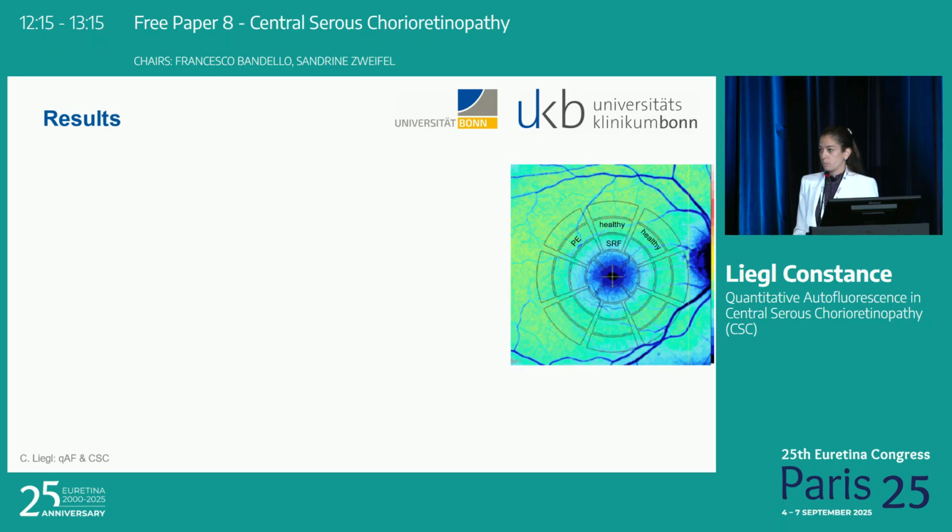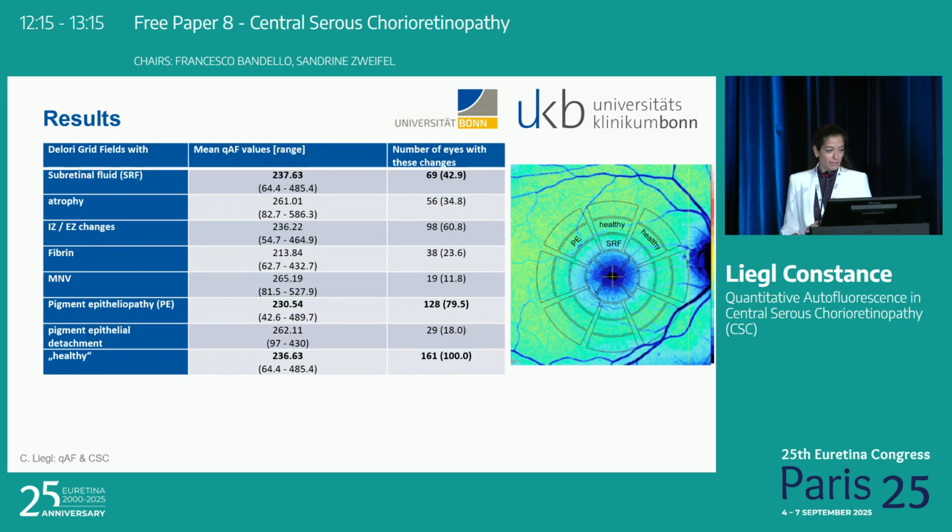As a second step, we matched the OCT to the different areas of the Delori grid, and each grid we named as healthy or as having subretinal fluid, a pigment epithelium detachment, or a pigment epitheliopathy. And here you can appreciate all of our findings and their mean QAF values, and also the number of eyes that presented with these changes.